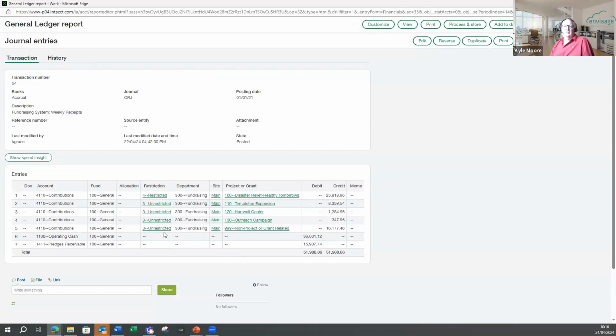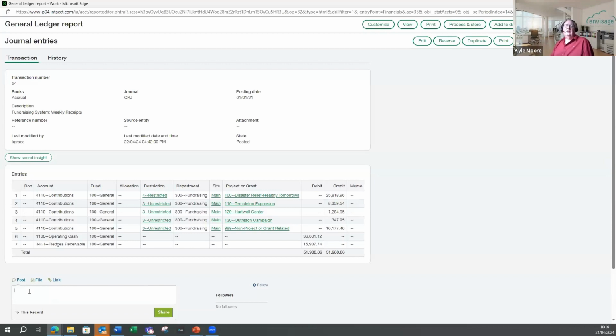Now, on the transactions, we can see that there are nominal accounts or GL accounts. There are funds, there are restrictions. So we've got restricted and unrestricted funding. We've got departments, sites, and projects, as well as the values that go to them. It's interesting to note at the bottom, we can also collaborate with these transactions.